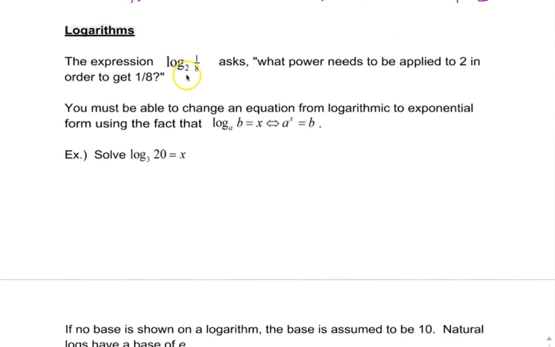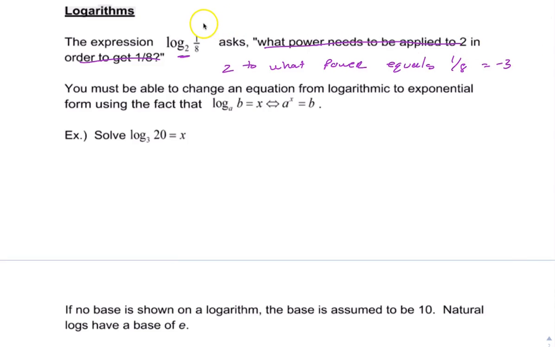Logarithms. The expression log base 2 of 1 over 8 is a fancy way of saying it. I just always think of it as 2 to what power equals 1 over 8. How do I go from 2 to 1 over 8? So 2 cubed is 8, but I've got to flip it, so it's negative 3. That's one way to do it.